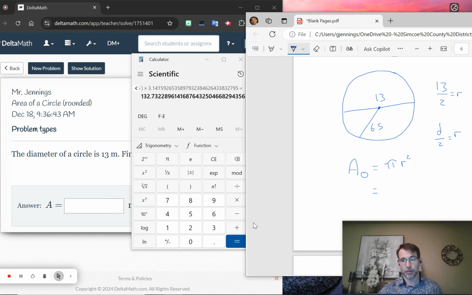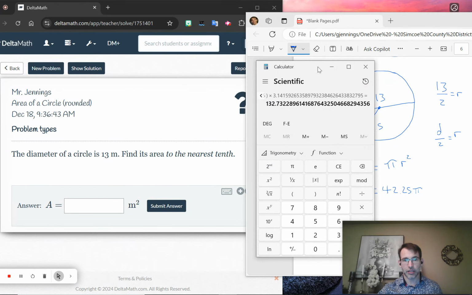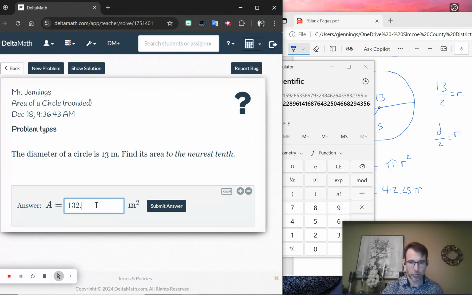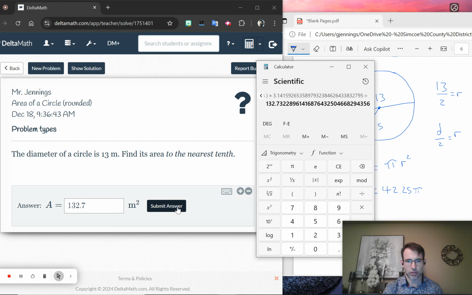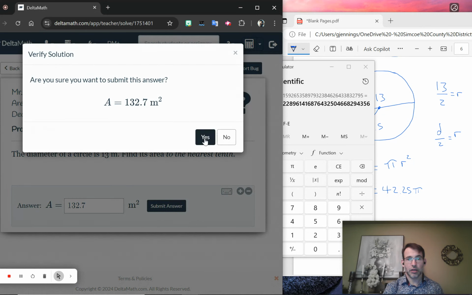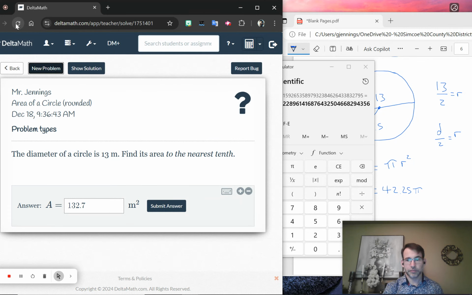So that was 42.25 pi, what my calculator told me. And we want it to the nearest tenth. So that's 132.7. The 3 after the 7 rounds down. 132.7. I think I copied that right. Be very careful here. You don't want to make that error. Yes, it's good. Submit answer. Is it good? Come on now. Come on. Oh no.